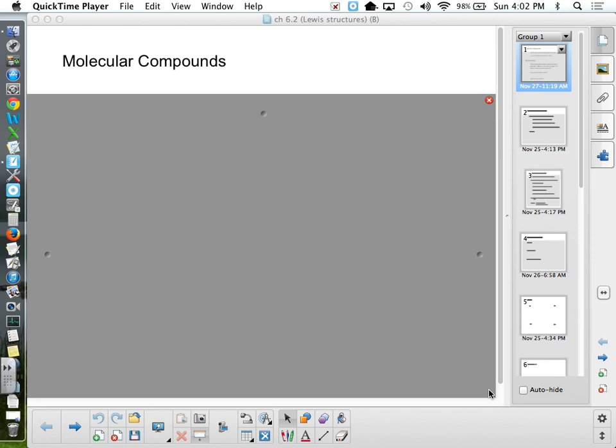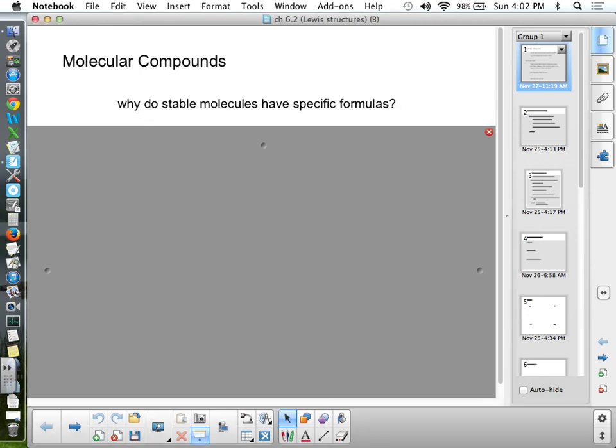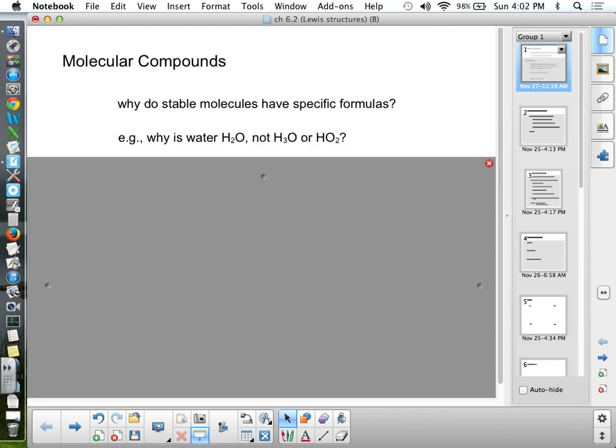Okay, so we're talking about molecular compounds, which are compounds whose simplest units are molecules. And a question arises: why do stable molecules have the particular formulas they do? We know that molecules have distinct formulas. So for example, water is H2O, 2 atoms of hydrogen, 1 atom of oxygen. It never occurs as H3O or HO2. Those should look silly to you because they are silly.